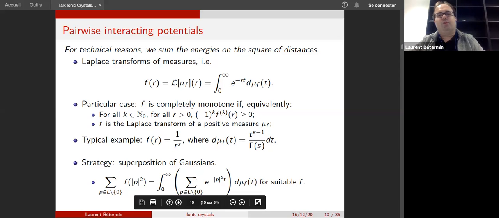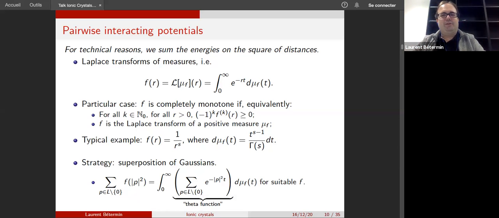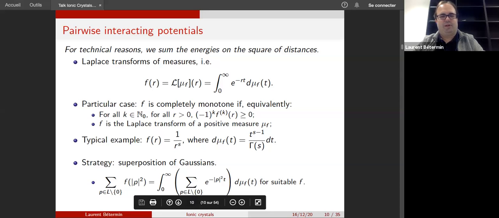And the whole strategy of what I will explain here is very simple. Okay, the basic strategy is very simple. The rest is less simple. But we use this representation as a Laplace transform as usual to write the sum of f. So when you sum the square of the distance, like the integral between 0 and plus infinity of this sum of Gaussians. And this sum of Gaussians is a kind of theta function.